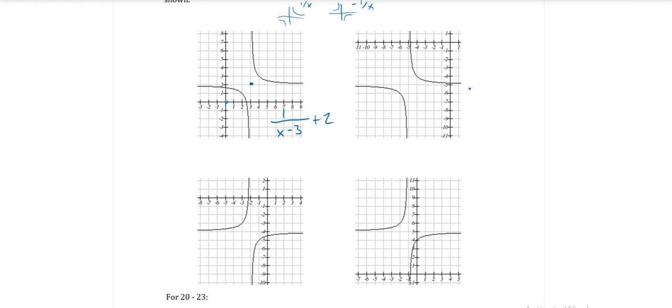This one has the same orientation. It's been left shifted by 5. It's been down shifted by 5. This one has a flipped orientation. It's been left shifted by minus 1, and it's been up shifted by 5. This one has a flipped orientation. It's been left shifted by 2. It's been down shifted by 4.